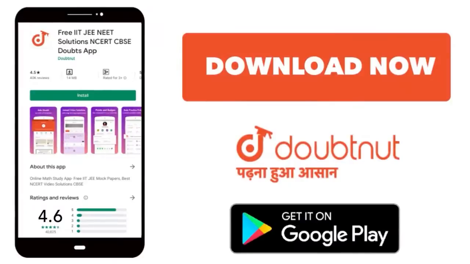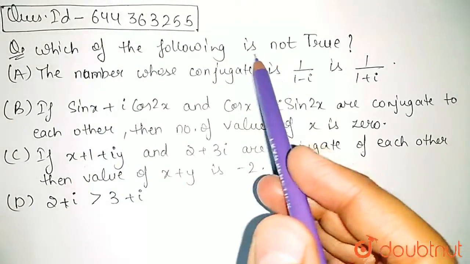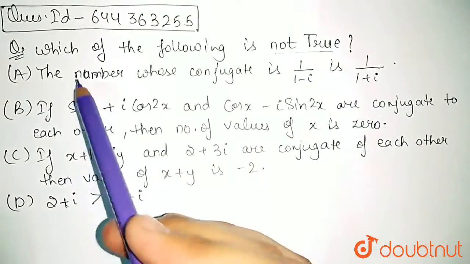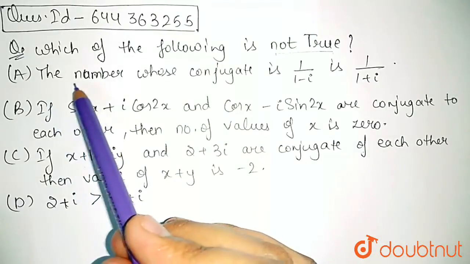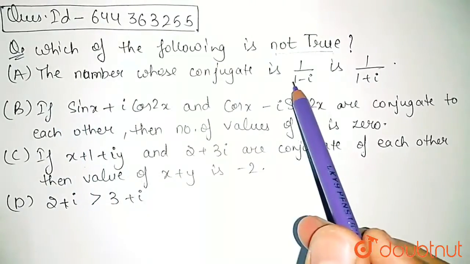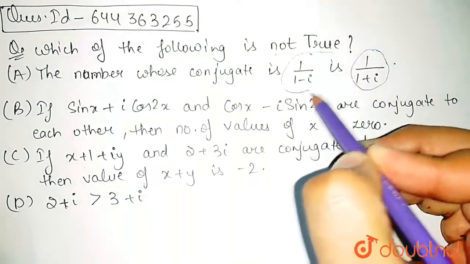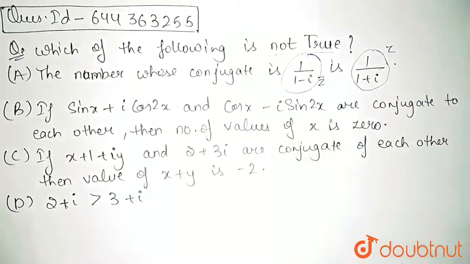Download Doubtnut app today. In this question, we have to identify which of the following statements is not true. Let us check each statement one by one. The first statement says the number whose conjugate is this. If this is z, then this should be equal to z bar. Now let us check whether it is true or not.